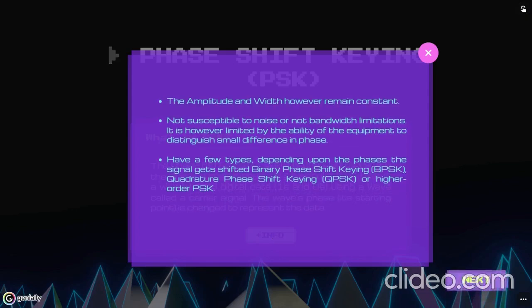The amplitude and frequency, however, remain constant, and the phase during each signal unit is constant, and its value depends on the bit, dibit, or tribit. PSK is not susceptible to noise or bandwidth limitations. It is, however, limited by the ability of the equipment to distinguish small differences in phase. PSK has a few types, and depending upon the phases, the signal is shifted into binary phase shift keying, BPSK, quadrature phase shift keying, QPSK, or a higher order PSK.